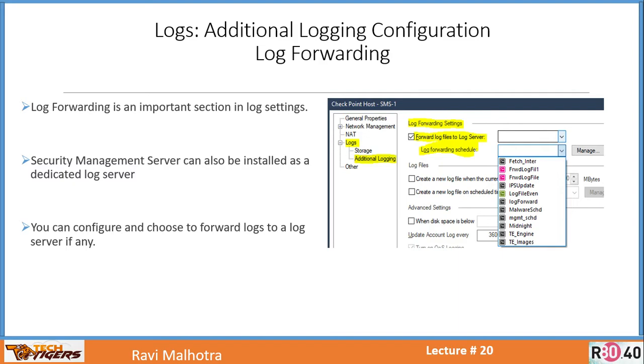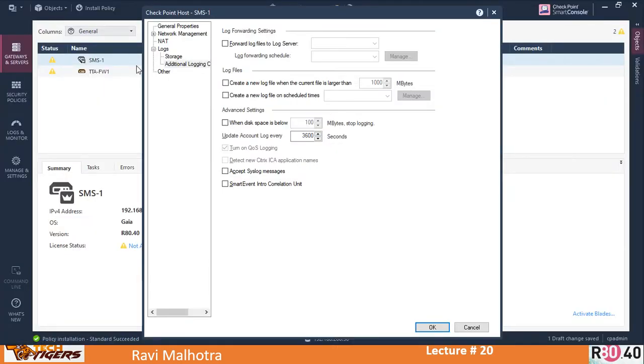It says additional logging configuration, log forwarding. So as you have security management servers, you may have a dedicated log server as well, where you can configure it to forward logs. So log forwarding is an important section. The security management server can also be installed as a dedicated log server. You can configure and choose to forward logs to a server, if any. It's very simple. Just go over here, check this option. I have not installed any dedicated log server, but had I installed one, then that option would show over here, right?